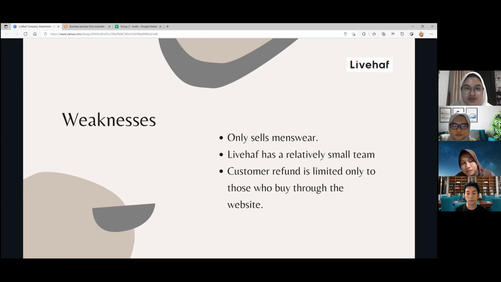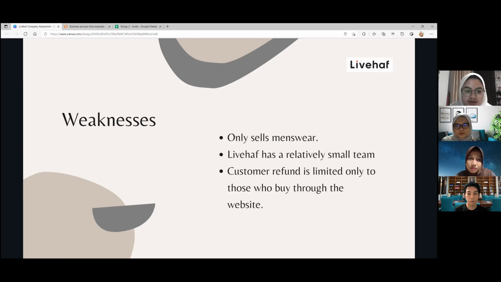And then the next weakness is that Livehaf has a relatively small team. Why is this considered a weakness? Because based on the Livehaf website on 21st February 2022, Livehaf only has 14 employees after 7 years of its establishment. While they sell a lot of products and serve thousands of customers, hiring more employees could expand and increase their business in several aspects like customer service, customer engagement, marketing, or product innovation. And this could also support their vision to be the number one fashion brand in the world.